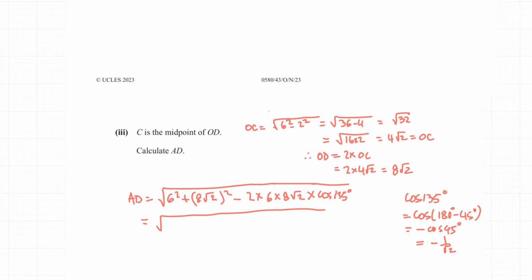Well, you can work it all out with the calculator, but anyway, this is 36 plus 2 times 16. Sorry, 2 times 64, is 128, and then minus 2 times 6 times 8 root 2 times minus 1 over root 2. So then the root 2's get cancelled out, and the minus and minus make it a plus. So I get that is equal to 36 plus 128 minus 12 times 8, so that's 96.